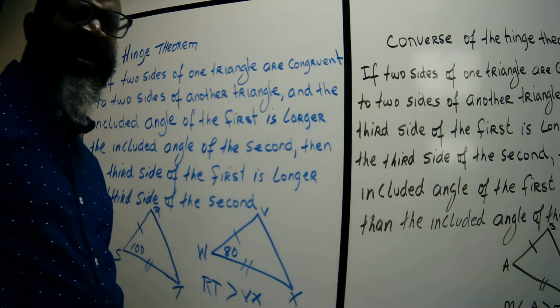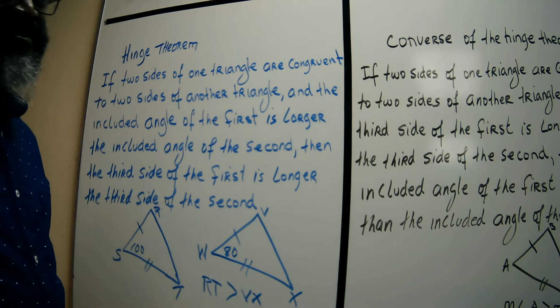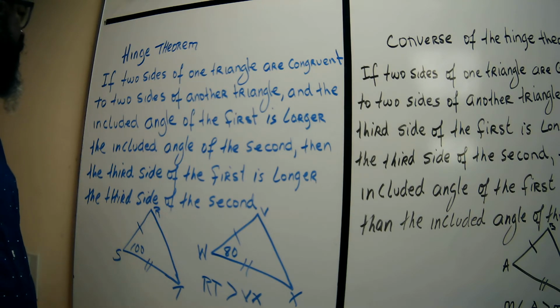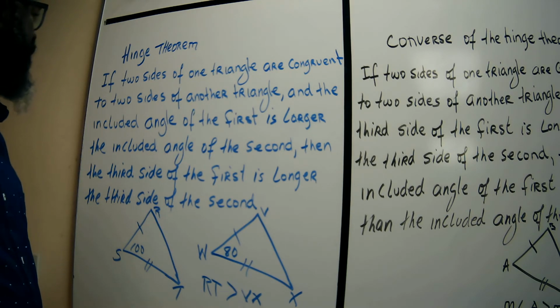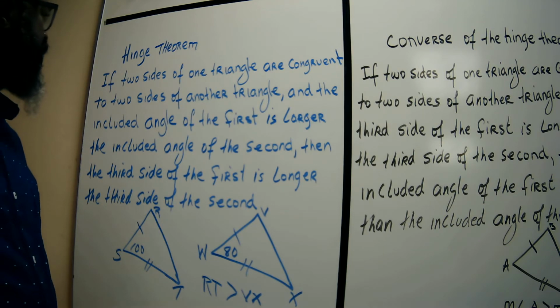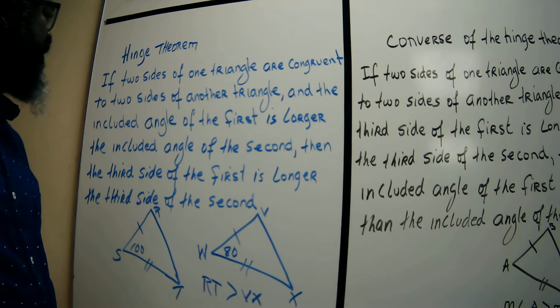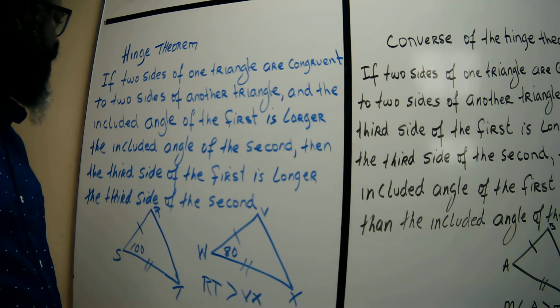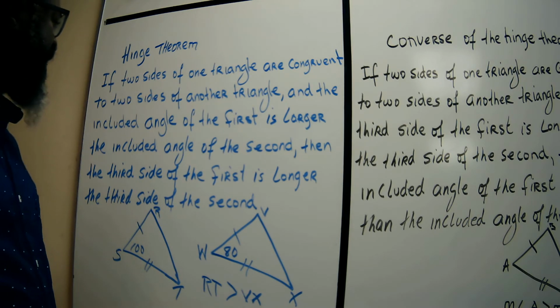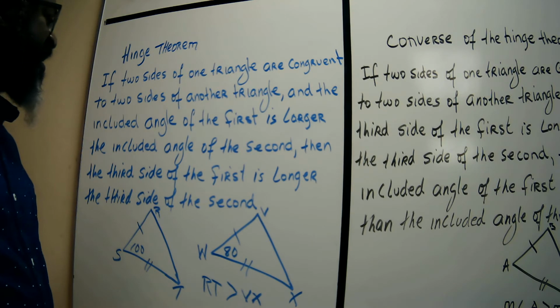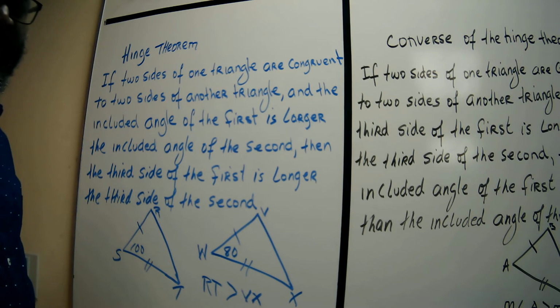Resume again. Let's look at what we call the hinge theorem. The hinge theorem states that if two sides of one triangle are congruent to two sides of another triangle, and the included angle of the first is larger than the included angle of the second, then the third side of the first triangle is longer than the third side of the second. That refers to the second triangle.